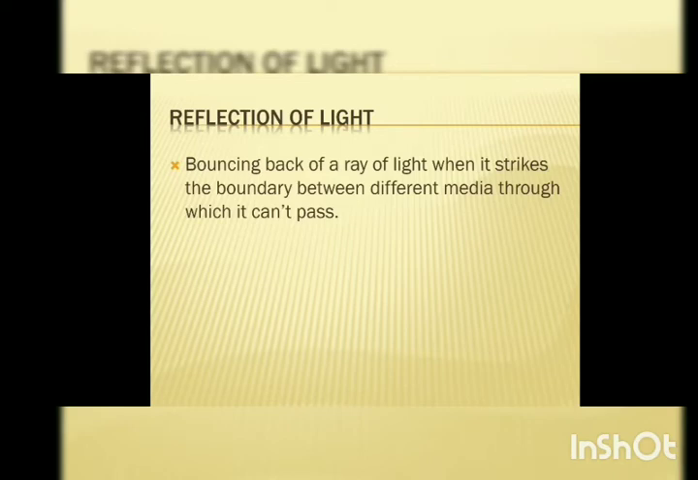Suppose you throw a ball towards a wall. What happens to that ball? It is bounced back. So that wall forms a boundary there. And whenever light falls on a mirror, it is reflected back. So our mirror forms a boundary there. And this boundary always separates between two media. Okay, so what is reflection of light? It is the bouncing back of a ray of light when it strikes the boundary between different media through which it cannot pass. The light cannot pass through that boundary. That's why it is reflected back.